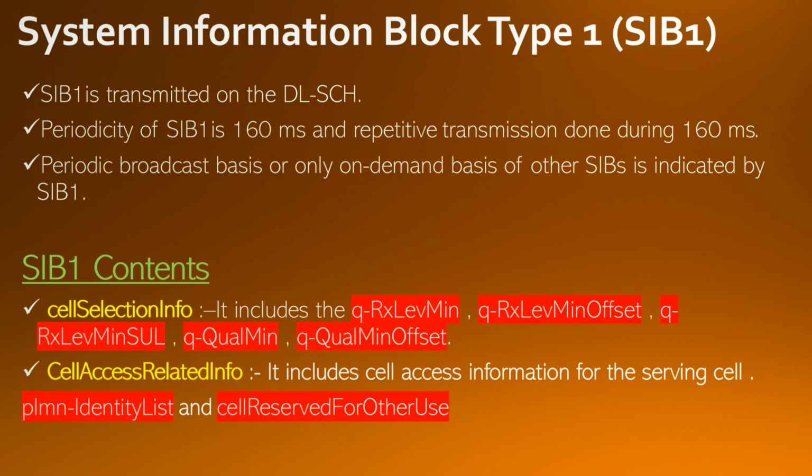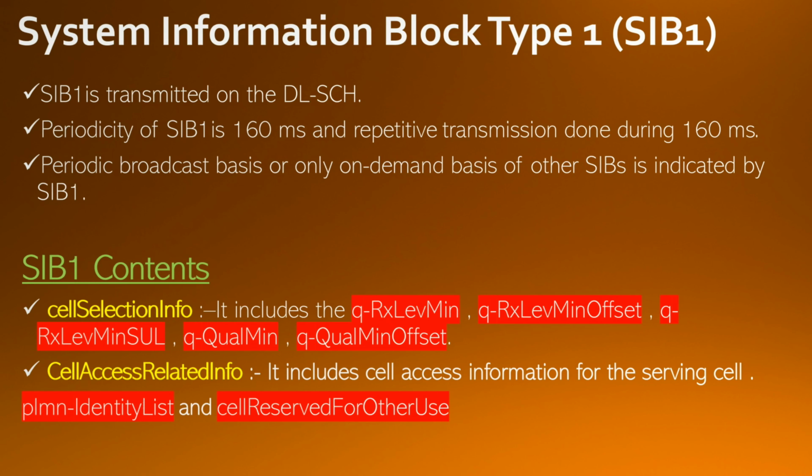So now let's go to the contents. What does SIB1 contain? SIB1 contains cell selection info, cell access related info, connection establishment failure control, SI scheduling information, serving cell config common, and timers, and UAC barring information. These are the information carried by SIB1. So we will go through them one by one.